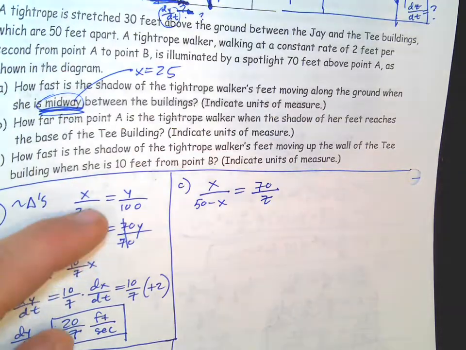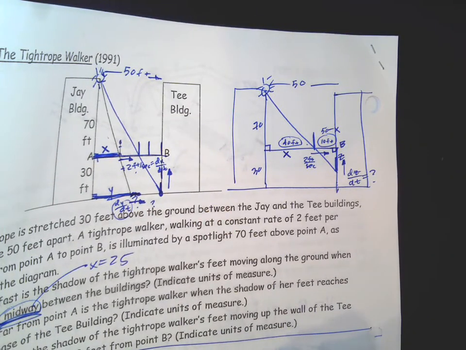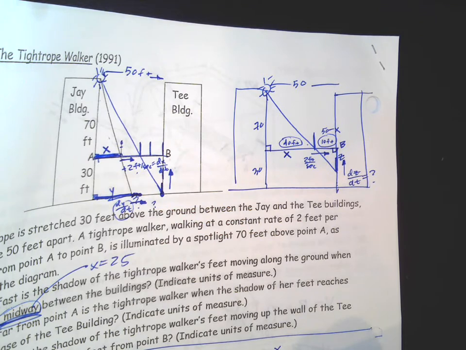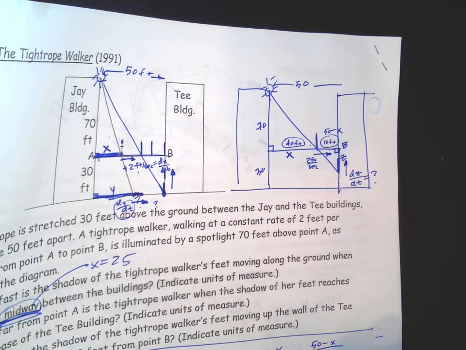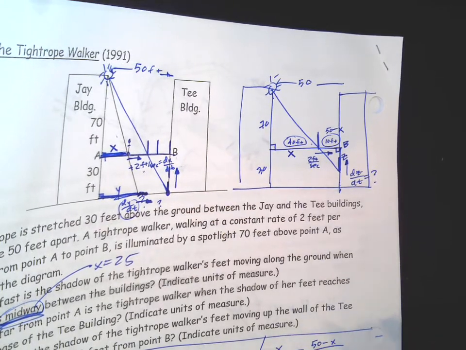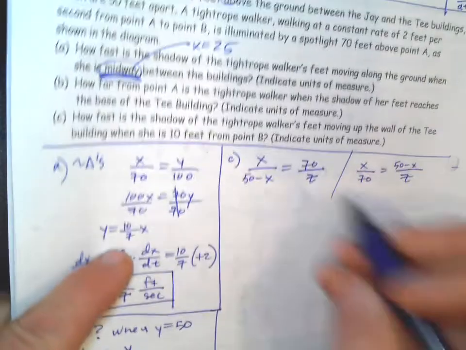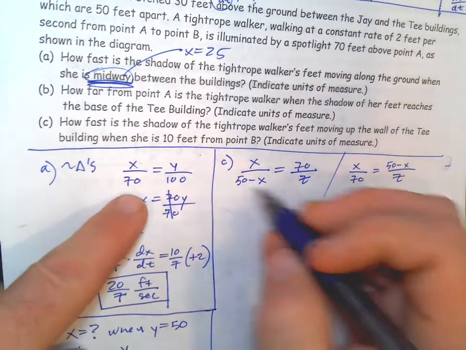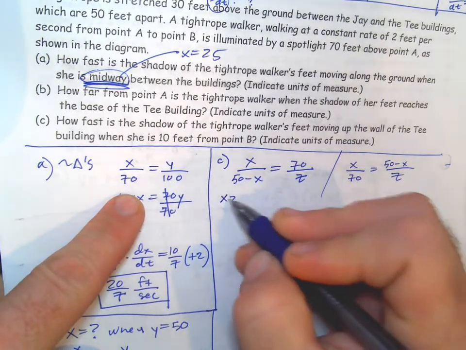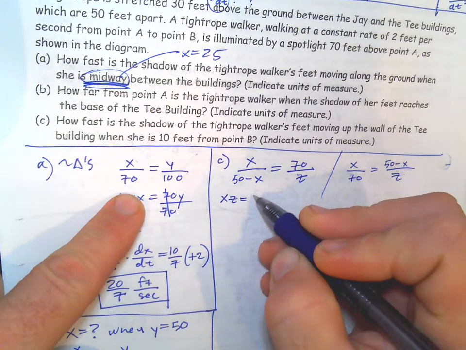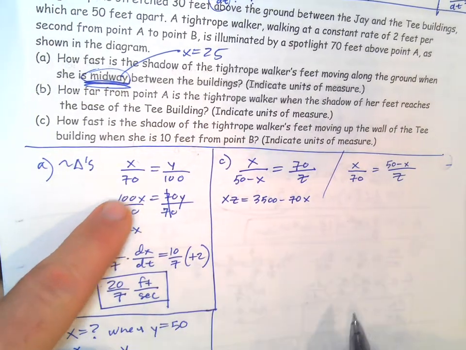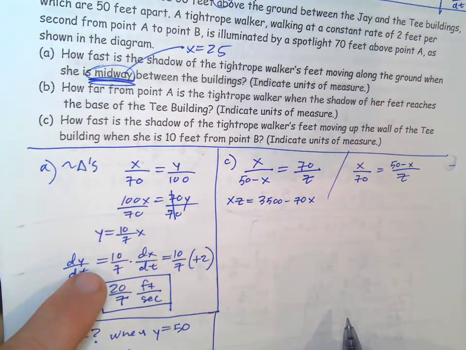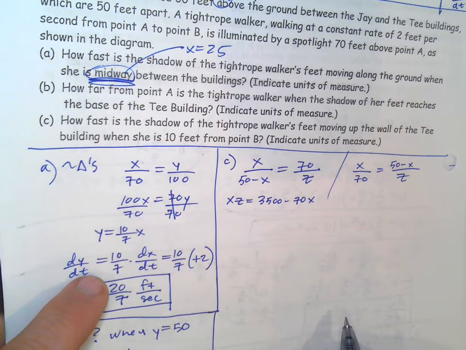So that's one way. You could also do x over 70 equals 50 minus x over z. It's another way, but it's going to give you the same thing in the end. So I'm just going to go with this. I'm going to go ahead and cross multiply: xz equals 3500 minus 70x. We're looking for dz/dt.